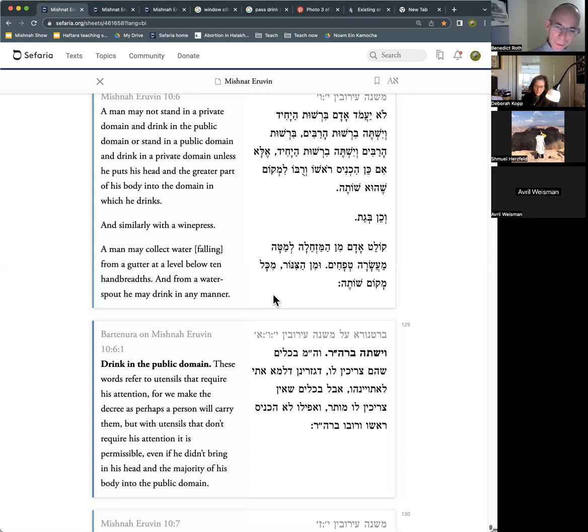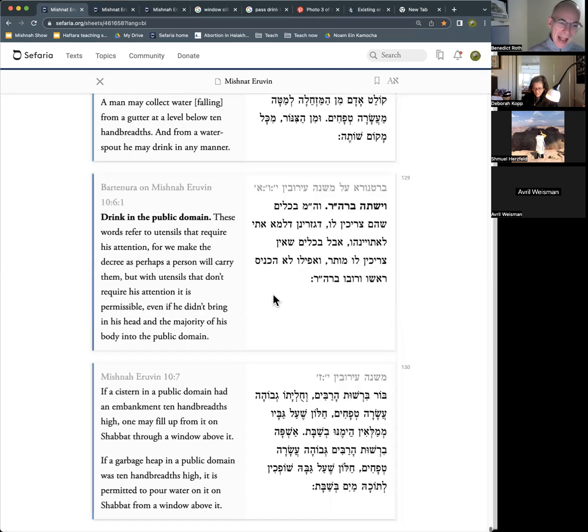And from a pipe, he can actually drink in any way he likes, because the pipe transfers directly into whatever reshut it gives out into. So this is not like the water that's falling out of the private domain of the roof down into the public space. So he can drink from any way he likes. And then we've got this mirror image of urinating and drinking, and we're going to follow up with taking and giving water from and to a cistern.